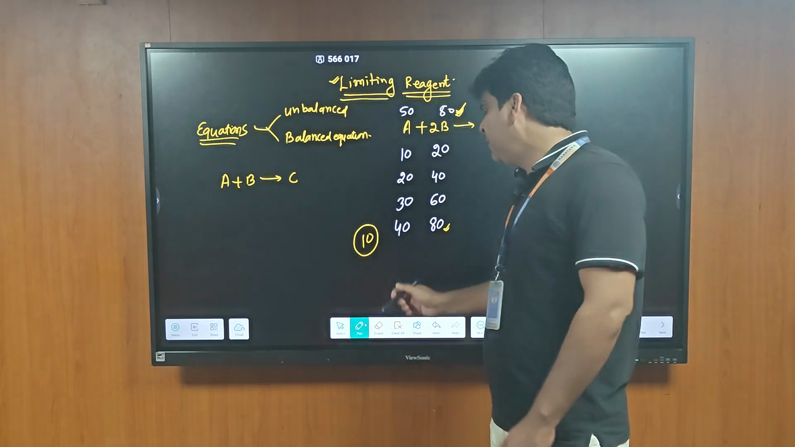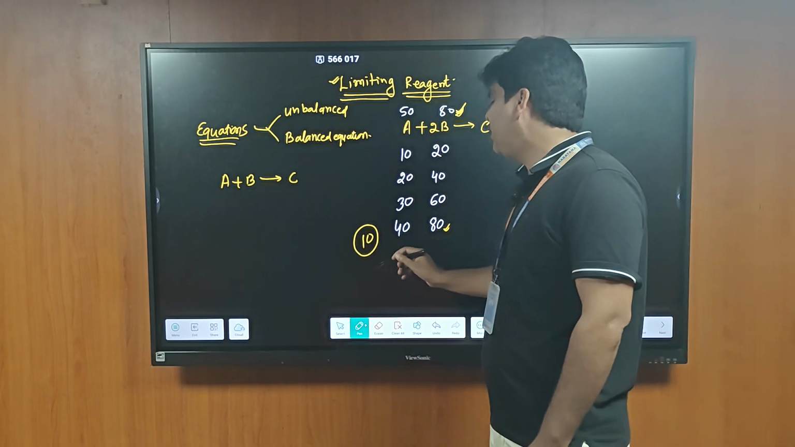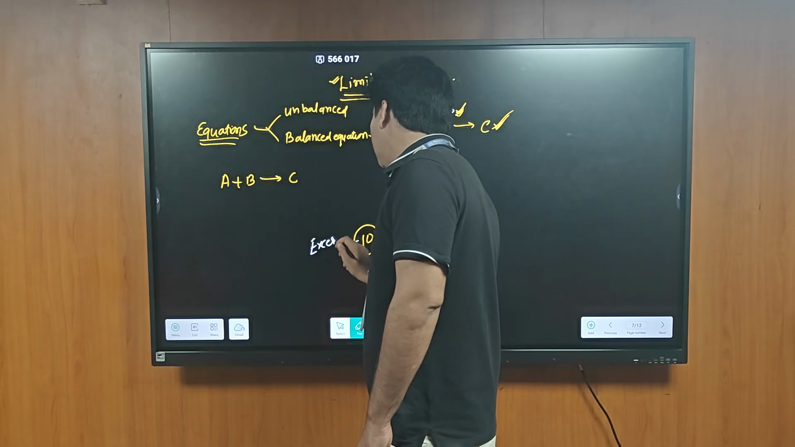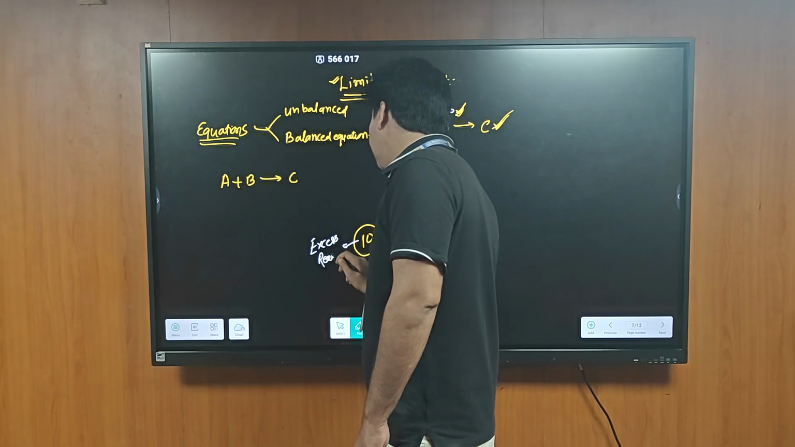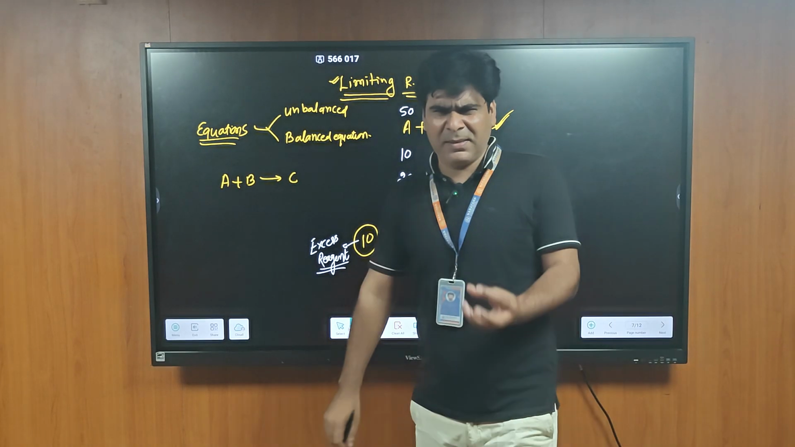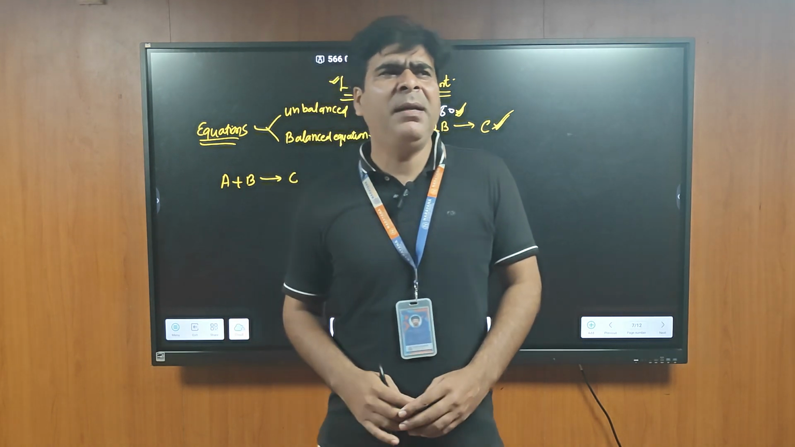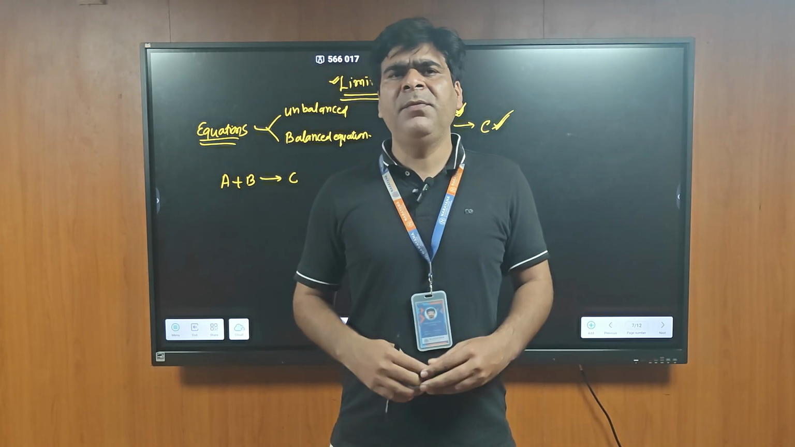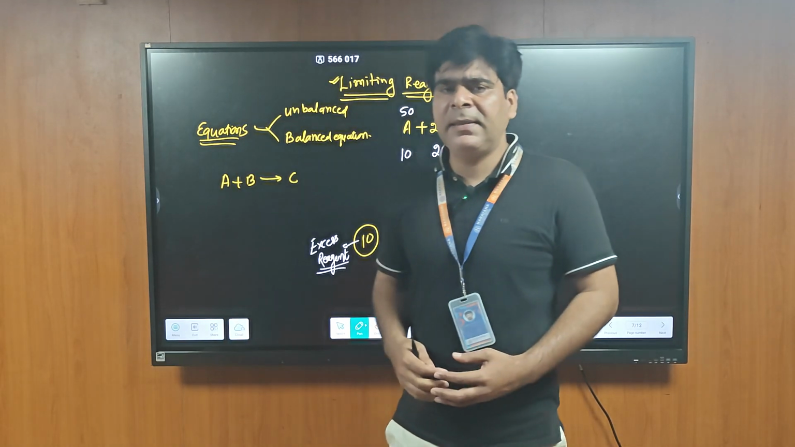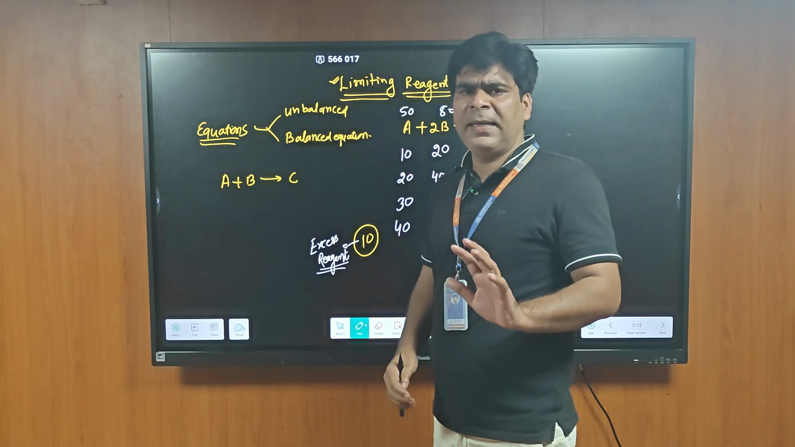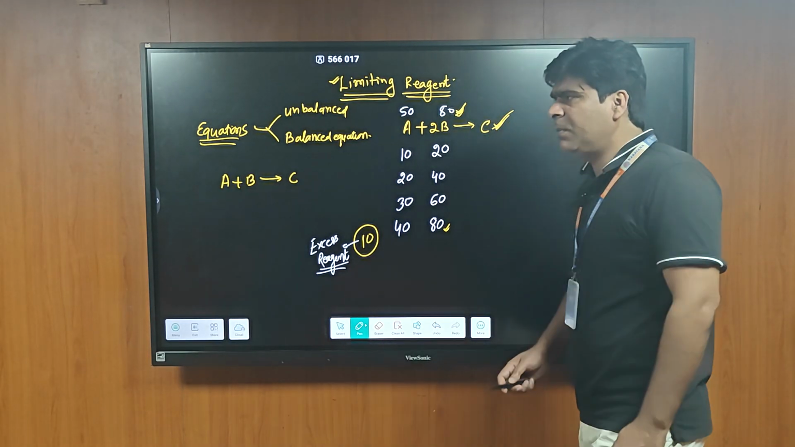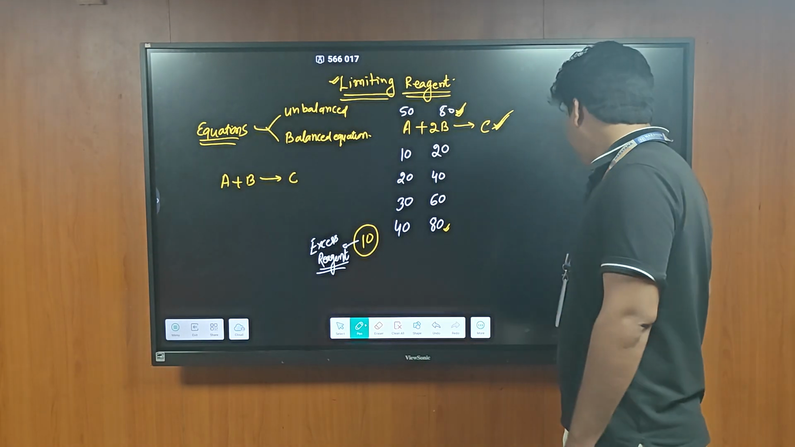Now, after the reaction, the reagent which is left is known as excess reagent. Now there is a basic misconception. Many people think that limiting reagent is the one which is present in less amount. No, it is not true. The limiting reagent is the one which is consumed in the reaction and which determines the amount of product formed.